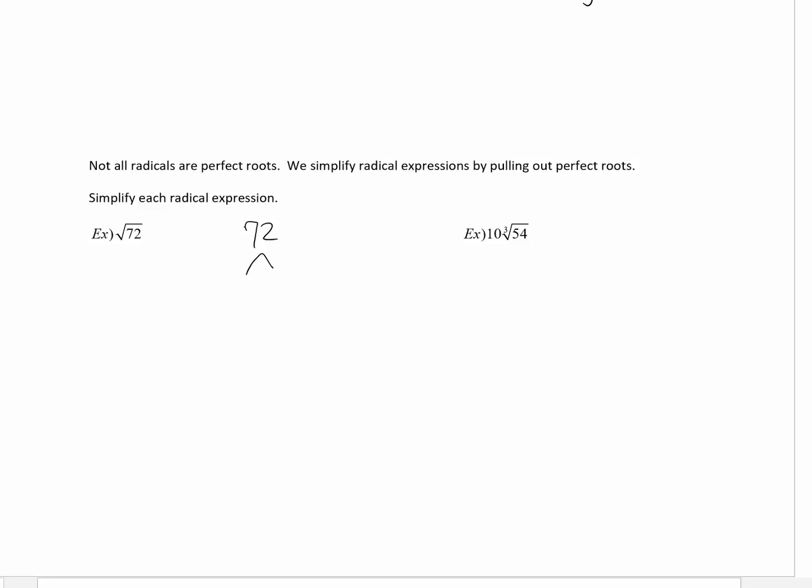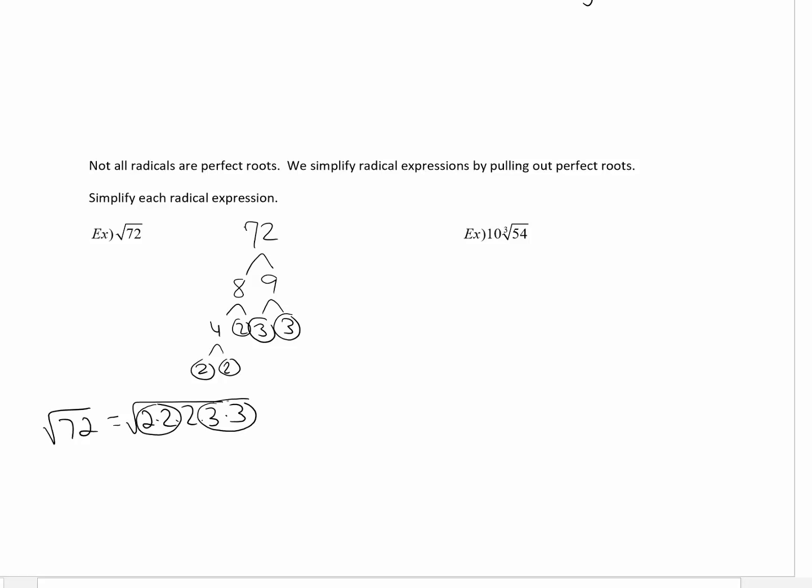So for 72, one way I can break this down is 8 times 9. 9 breaks down as 3 times 3. They're both prime. 8 is 4 times 2. And then 4 I can break down as 2 times 2. So the square root of 72 is the same thing as the square root of 2 times 2 times 2 times 3 times 3. Now, because the index is 2, if I get two factors that are the same, I can take one of them out to the outside. So here I can take a 2 times 3 to the outside.